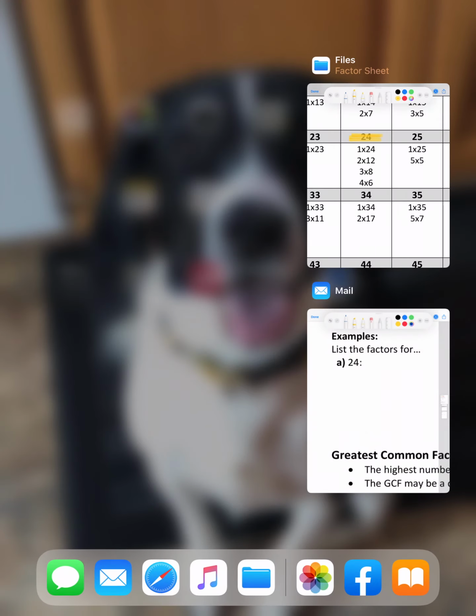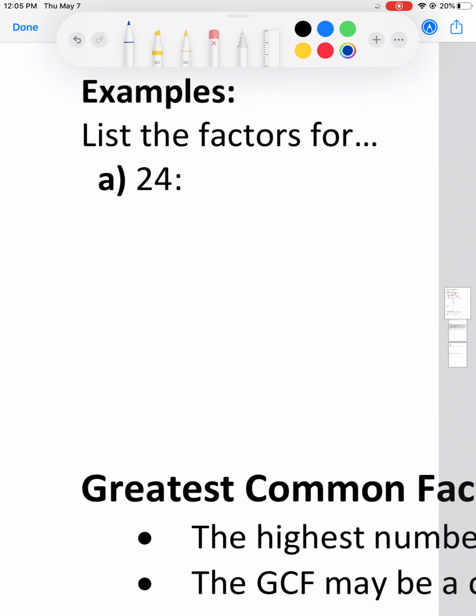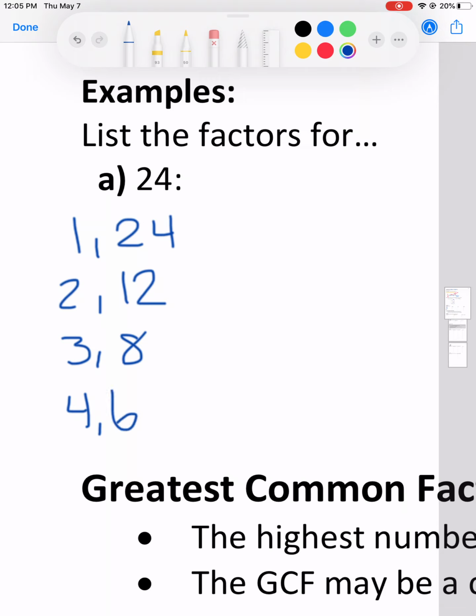It's 1 by 24, 2 by 12, 3 by 8, 4 by 6. So one thing I also like to do, guys, is I like to go in order. So I like to start at 1, then go down to 2, go down to 3, go down to 4. 5 doesn't work. It doesn't go into 24 evenly. And then as you can see, I'm right back at 6, so that means I'm done.